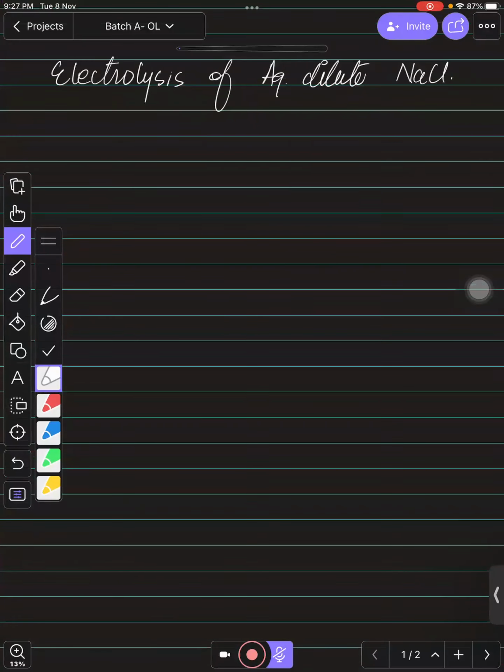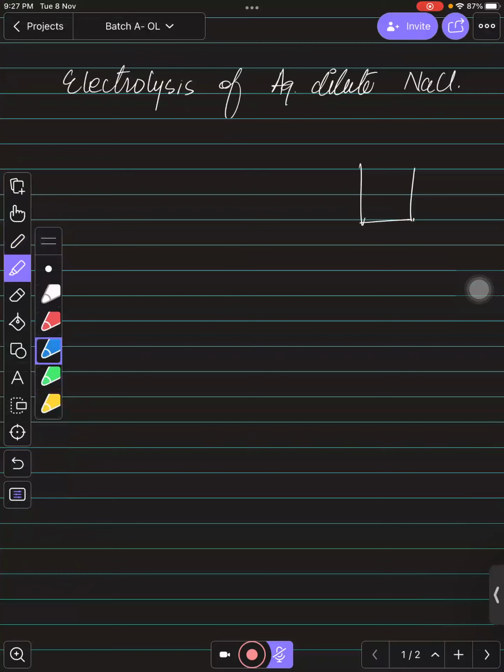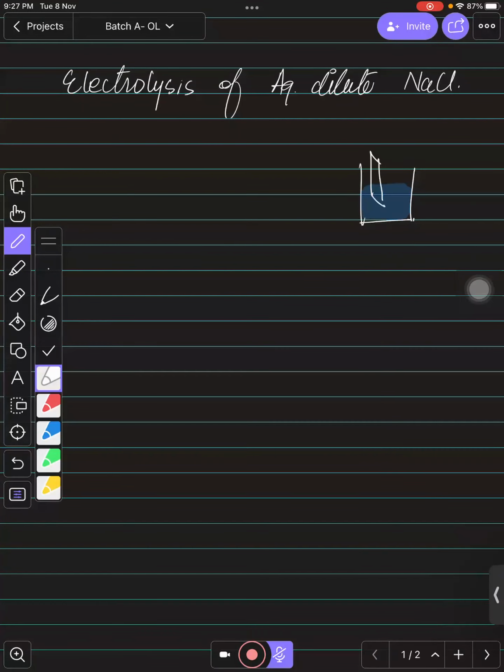So right now we have aqueous solutions of dilute NaCl, and this is actually again the same thing. If you talk about the beaker, in this beaker you have a solution of NaCl, and this time the solution is diluted NaCl. We are adding 2 electrodes over there, and these 2 electrodes are inert electrodes. They are not taking part during electrolysis. They are just transferring the electricity to the solution, and then we connect these 2 with the battery.